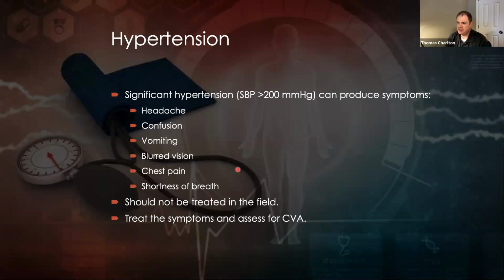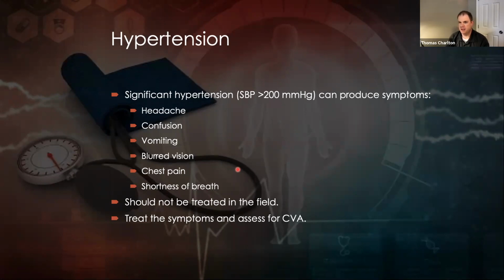So one of the things that's different with hypertension for us is that generally we cause more harm than we provide benefit if we treat this in the field. And in fact, there's even some literature that says that we shouldn't treat it aggressively in the emergency department either. What we should do is treat their symptoms at the same time we're assessing them for possible stroke.